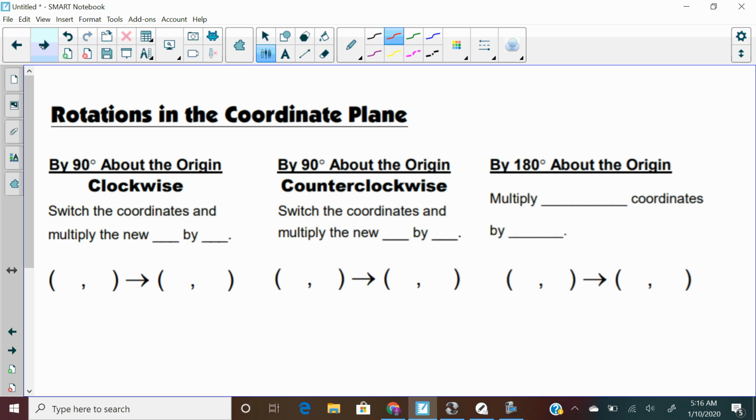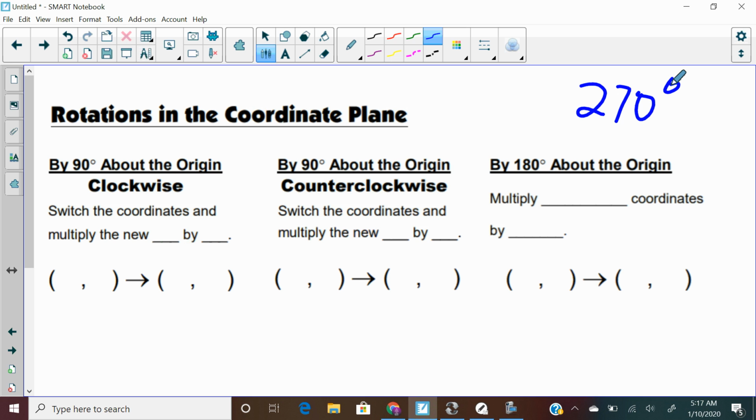The coordinates for it are a little tricky, so you want to pay attention to what happens if it goes 90 degrees clockwise, 90 degrees counterclockwise, and then 180 degrees. This is all just around the origin. For rotating around a specific point, this method will not work. Sometimes we're going to be asked to do a 270-degree rotation. That would just be 180 plus a 90, so you do it twice.